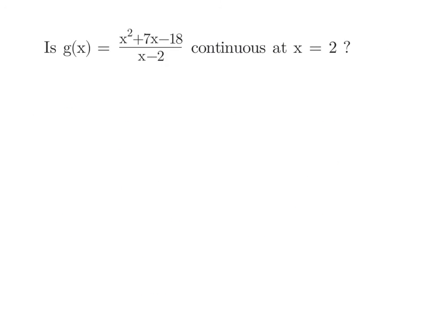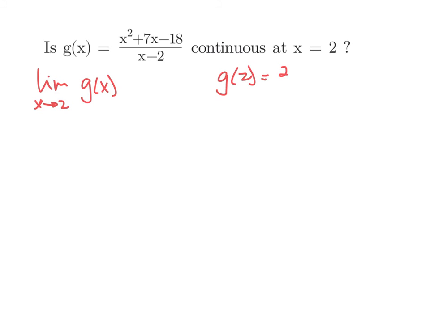And for this last one, g of x, being a rational function, x squared plus 7x minus 18 over x minus 2, is this function continuous at x equals 2? In order to verify that or prove it, we need two pieces. We need to know the limit of g of x as x approaches 2, and we also need to check out what g of 2 is. I hope that you'll just jump to this part.